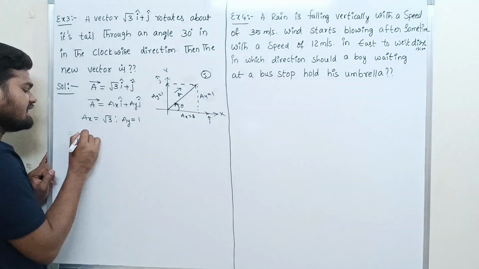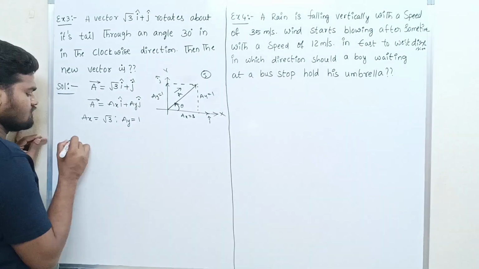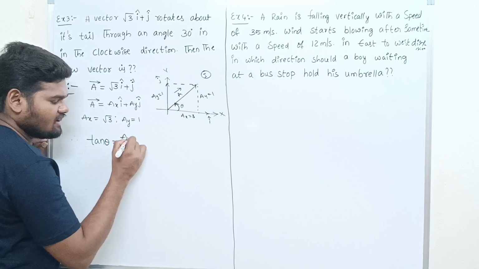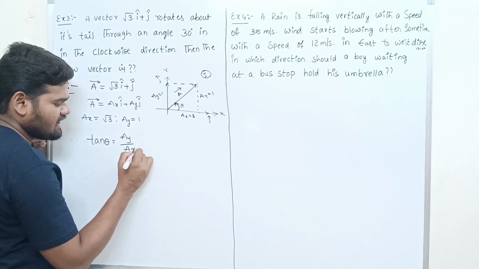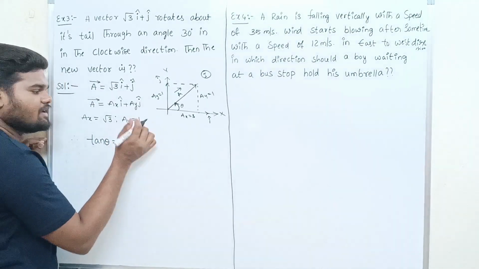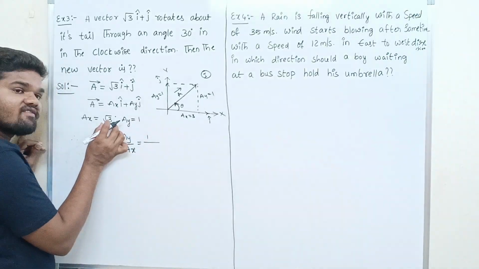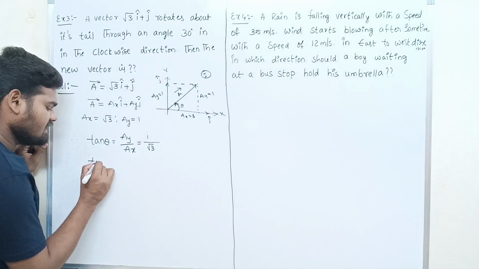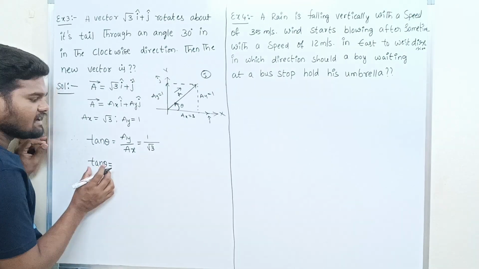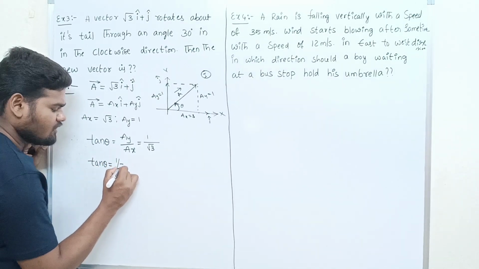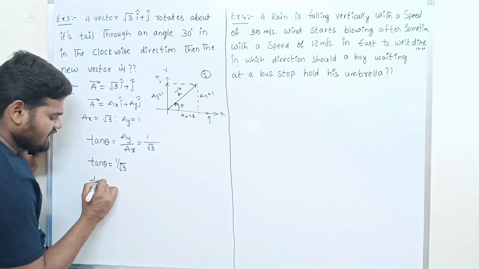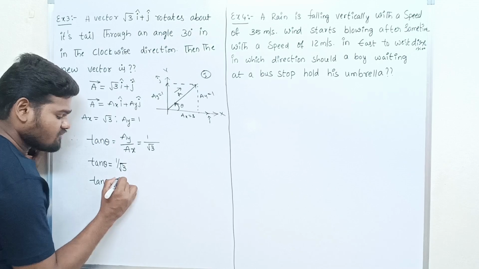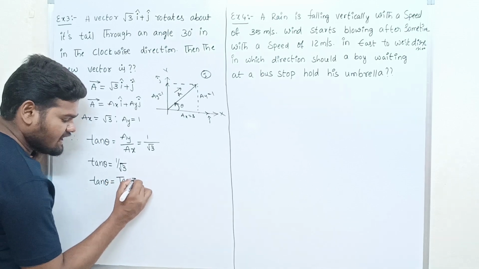To find the angle theta we have the formula: tan theta is equal to ay by ax. What is ay? The value of ay is 1. What is the value of ax? The value of ax is root 3. Then tan theta is equal to 1 by root 3. So 1 by root 3 can be written as tan 30.